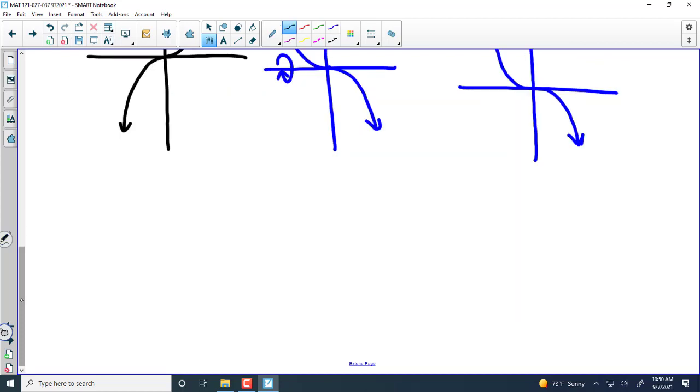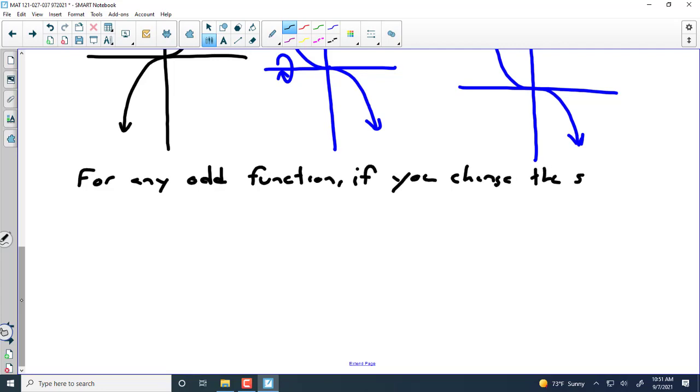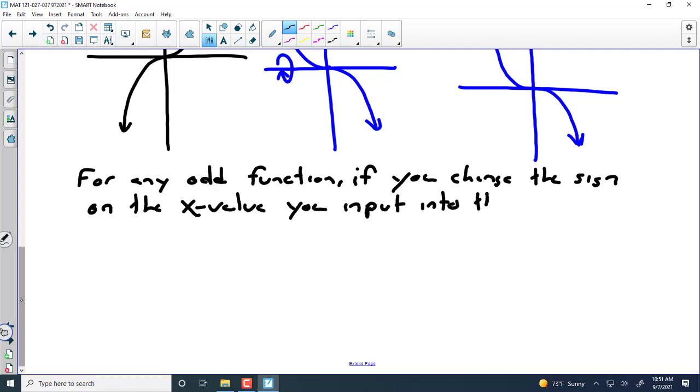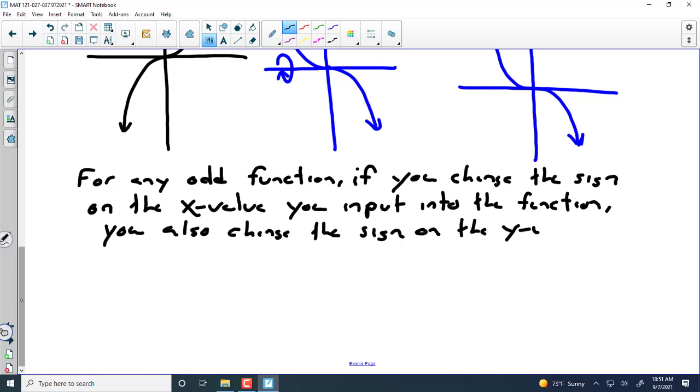Furthermore, for any odd function, if you change the sign on the x value you input into the function, you also change the sign on the y value.